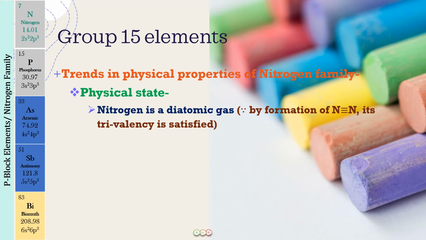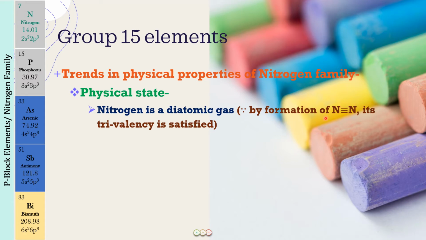The general electronic configuration for these elements is going to be what? ns2 np3. So nitrogen also needs 3 electrons to complete its octet. So how is it going to complete its octet? Well, it is going to complete its octet by the formation of a nitrogen-nitrogen triple bond. So each nitrogen atom has 5, makes 3 bonds, so 5 plus 3 is going to be 8. So the octet is going to be complete. So it is by the formation of a triple bond that the trivalency of the nitrogen atom is going to be satisfied.